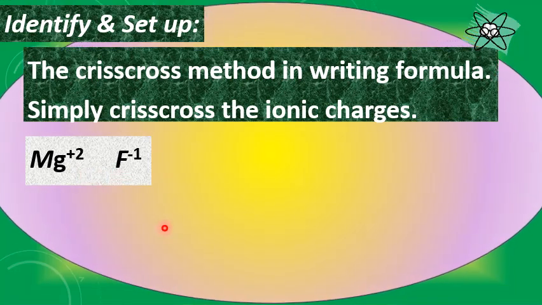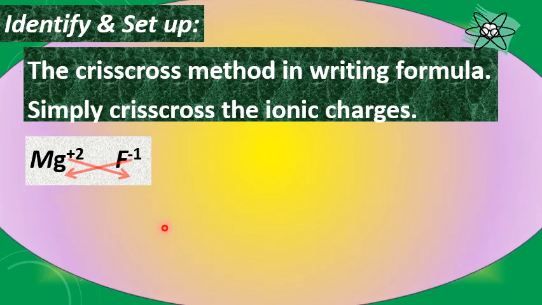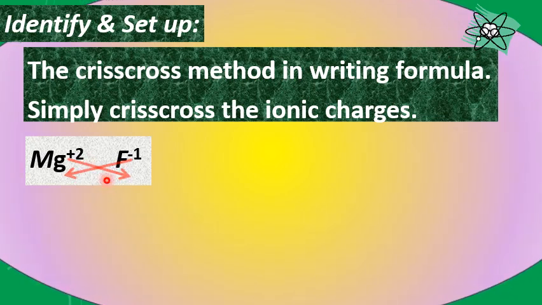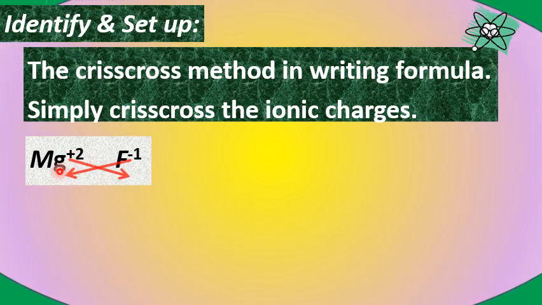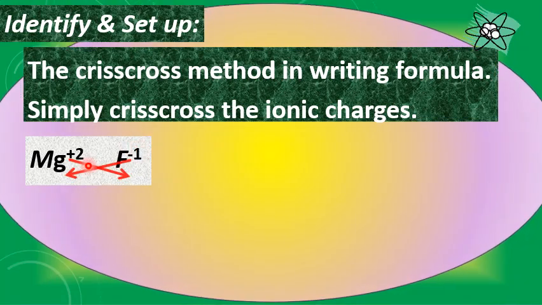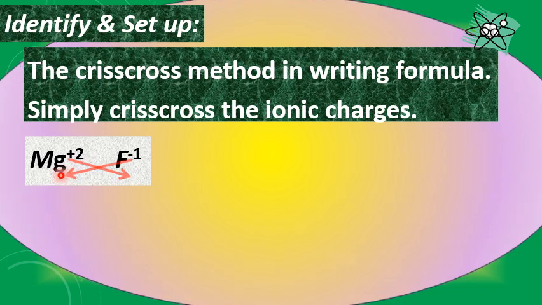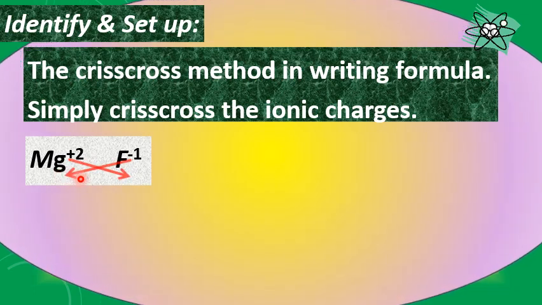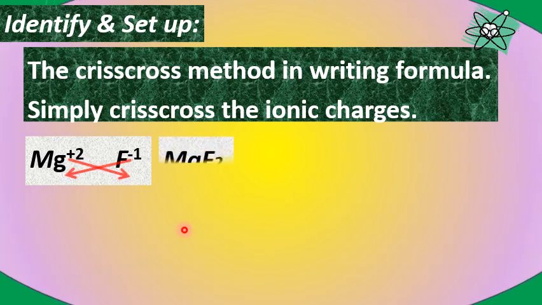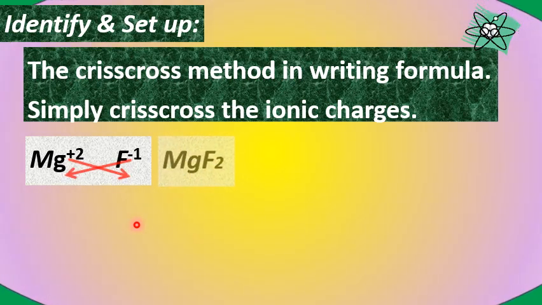So we do the crisscross. The +2 ionic charge of magnesium will become the subscript of fluorine, while the -1 ionic charge of fluoride becomes the subscript of magnesium atom. So, the resulting product has the formula MgF2.